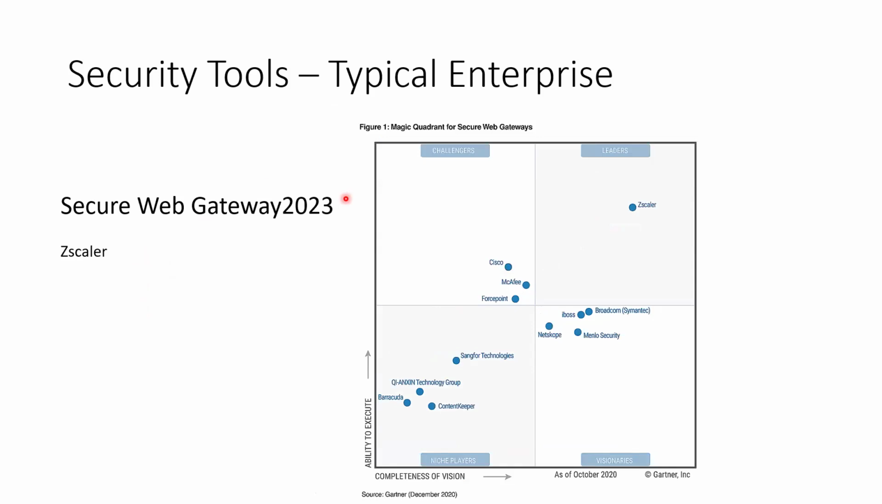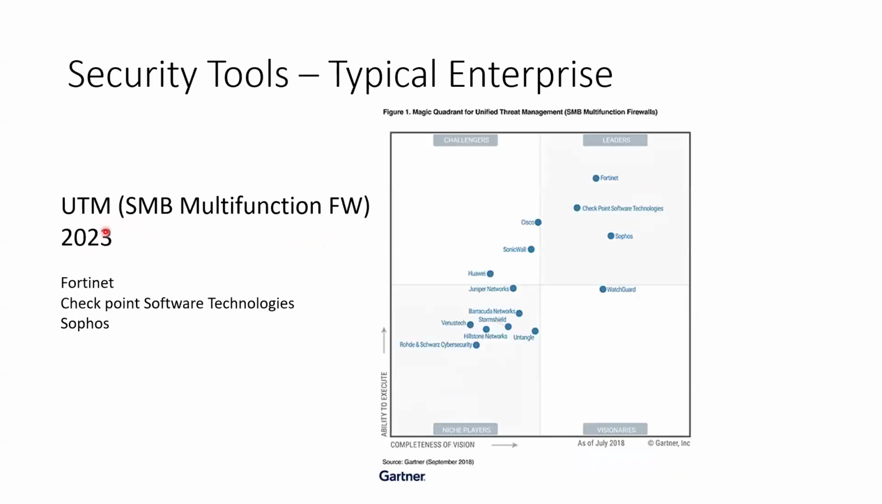Then comes a secure web gateway, and Zscaler is the top leading provider of secure web gateways. Then comes the unified threat management system, which is an ultimate solution for small and medium-sized businesses, and it's a multifunctional firewall that helps businesses with one solution for all their information security problems.